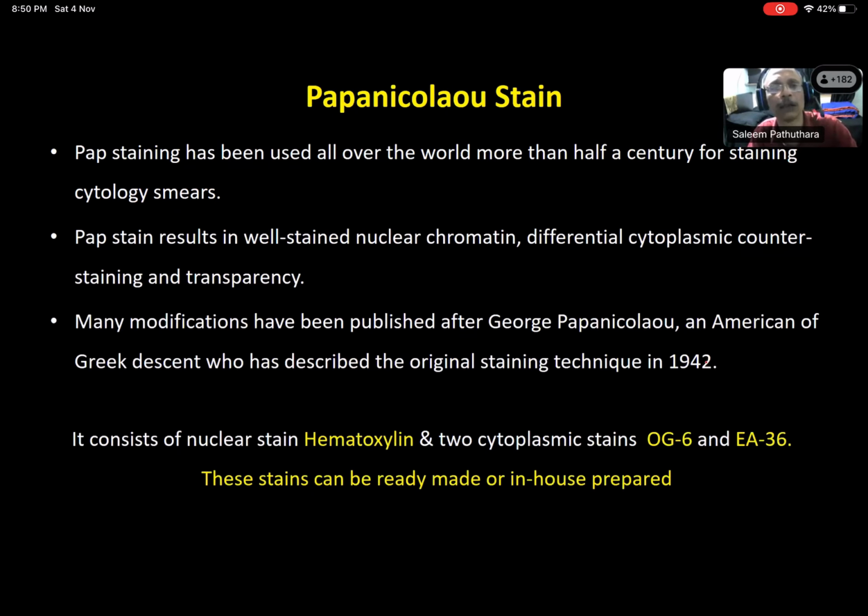So coming to the Papanicolaou staining, it has been used all over the world, and this is a particular stain for cytology smears. It was discovered by George Papanicolaou, an American of Greek descent, who described the original staining technique back in 1942. It consists of a nuclear stain, hematoxylin, and two cytoplasmic stains, OG6 and EA36. These stains can either be purchased ready-made, or they can be prepared in the lab itself.